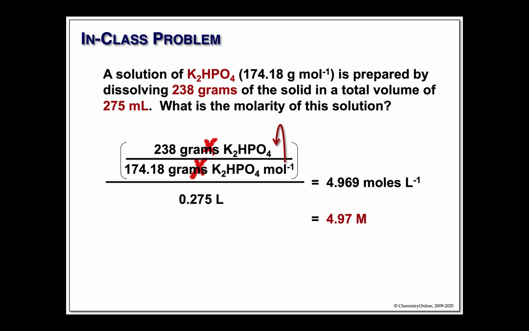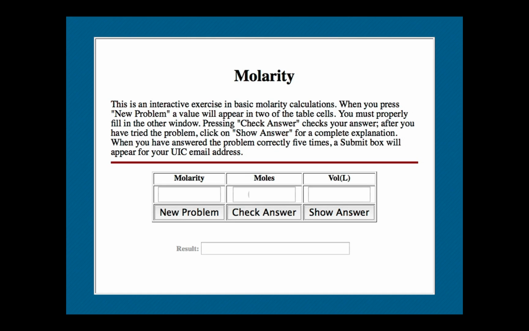Nice simple calculation, right? Now there are a couple variations we can do on this type of problem. We'll see those in just a minute. But first of all, let's look at the first tutorial for the chapter, simply called molarity. And it's a table. Again, everybody loves tables. Here, molarity is missing. You simply type it in and check your answer.